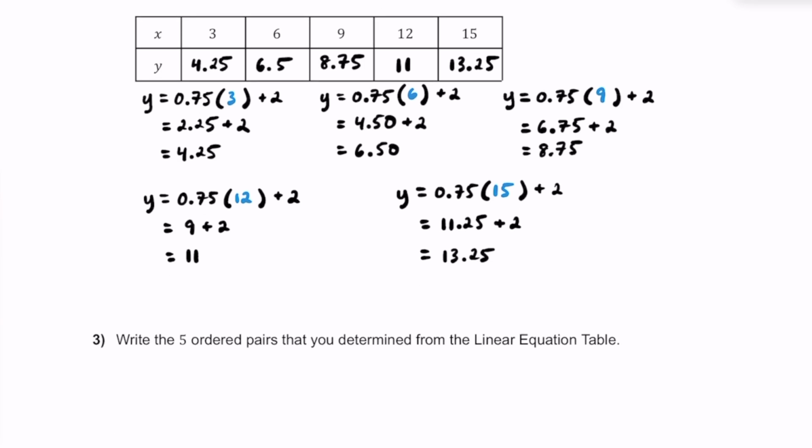This one's pretty straightforward here. It just says to go ahead and write 5 ordered pairs that we determined from the linear equation table. So one ordered pair, the first one, is going to be 3, 4 and 25 hundredths. That's our first ordered pair.